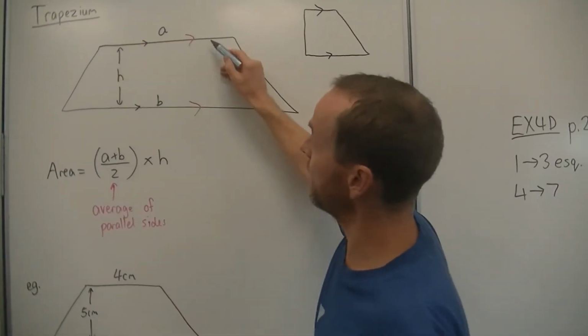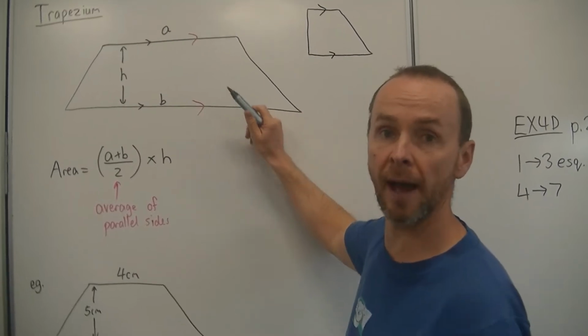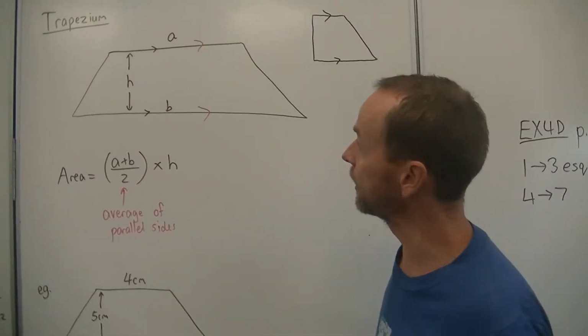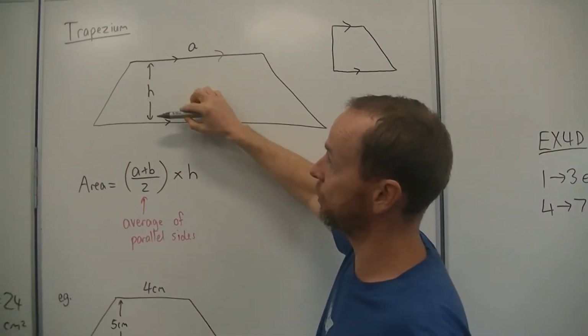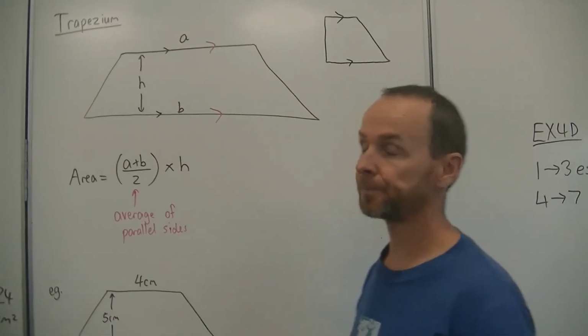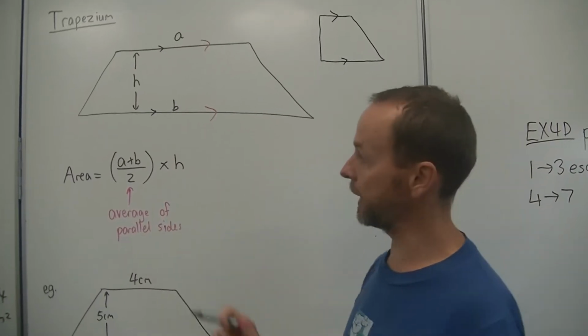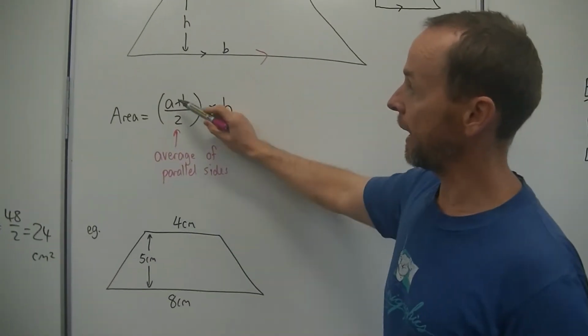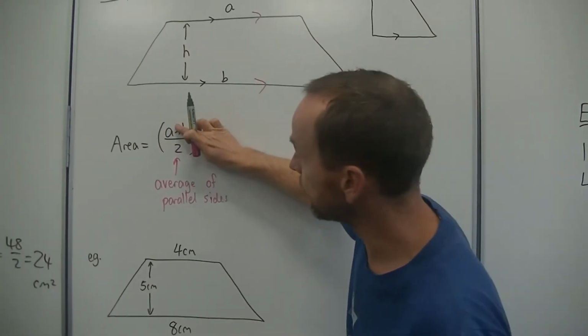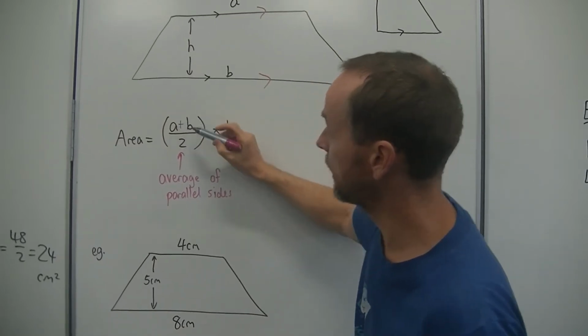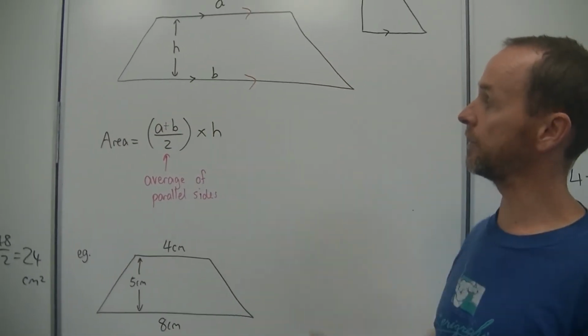So we call that A and that B. So the two parallel sides are A and B. It does not matter which one's which. And H again is the vertical height, the height from that one to that one. The formula. Now the formula can confuse a few people. So the area is A plus B divided by 2, and then you times it by the height.